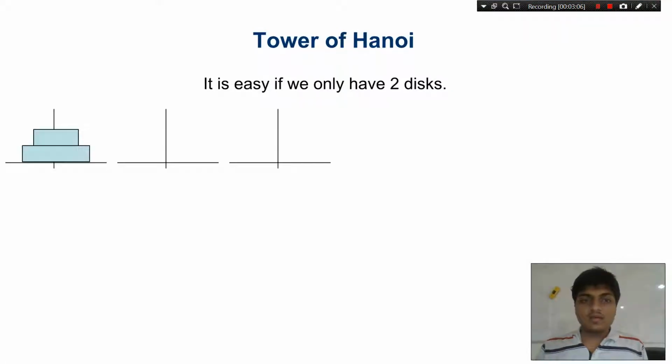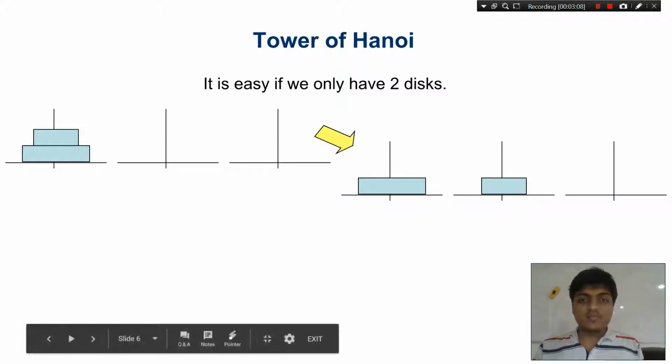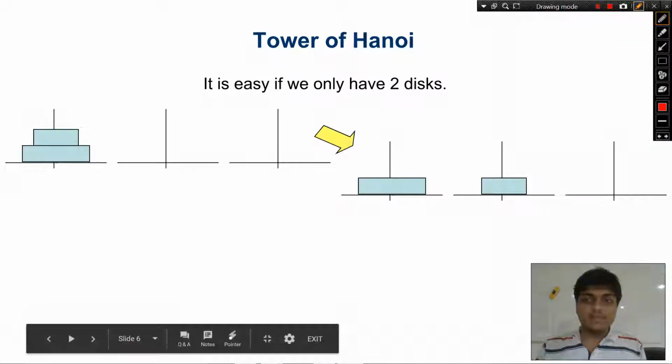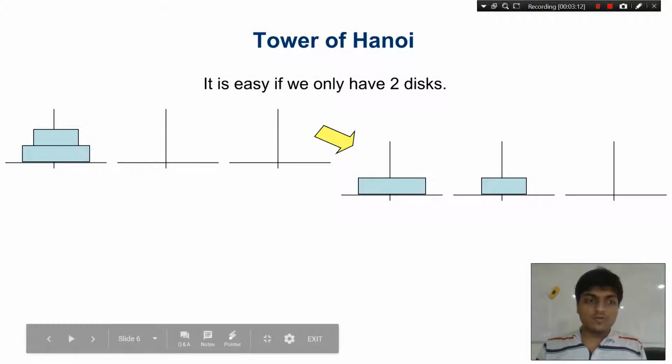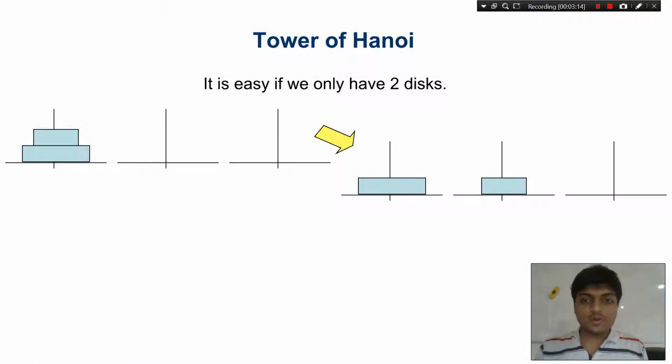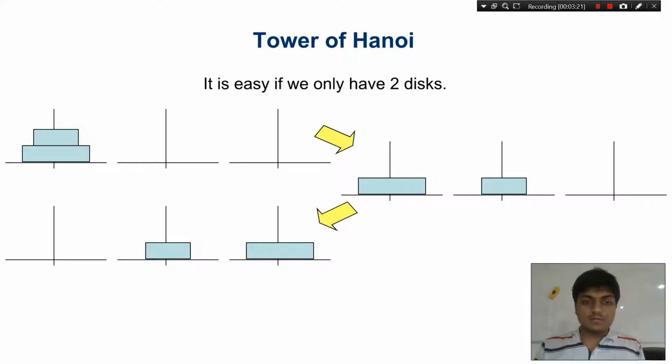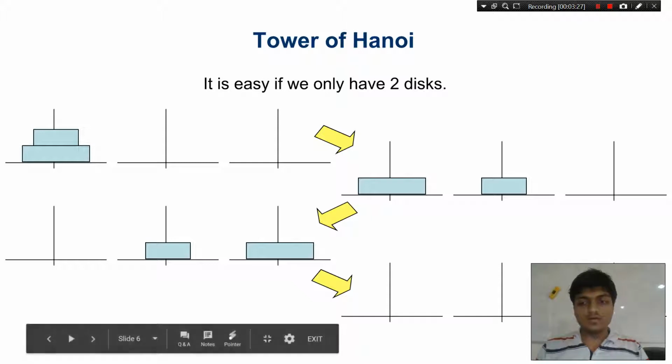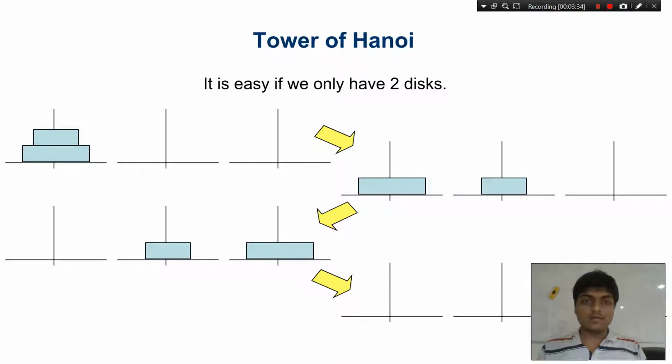So if we only had two disks to move, then this would be very simple, because we will first move this topmost disk to another stack. We'll move the bottom disk to the third one. We'll move the middle disk to the top of the bottom disk. So we move the whole stack from the first to the third, right? And we only had to use three moves here.